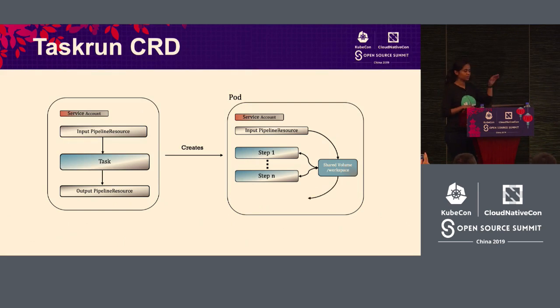And once the steps have finished the execution, output pipeline resource will be executed. So let's take an example where you have a zip artifact generated as an output of the steps. So at the end of all the steps execution, your output pipeline resource will update or upload the artifact to a cloud storage.